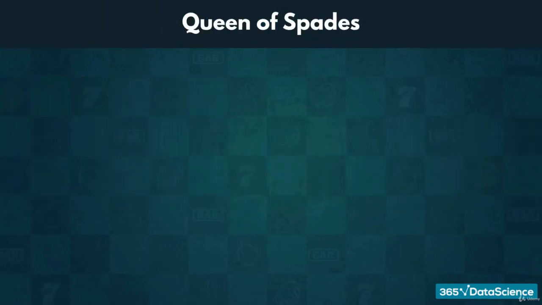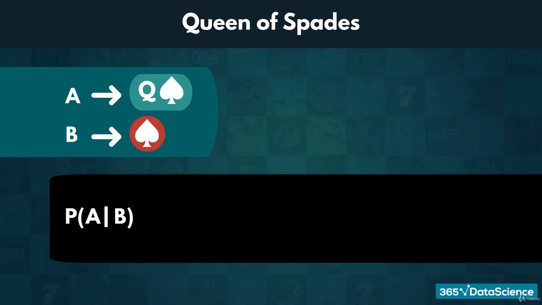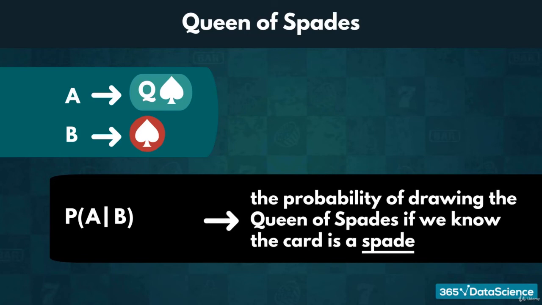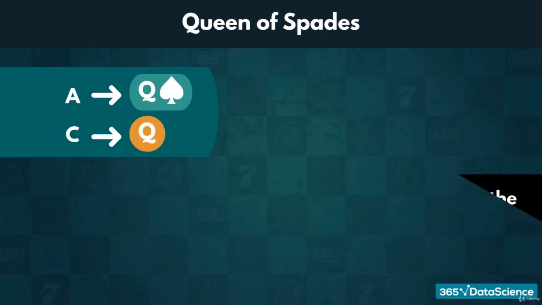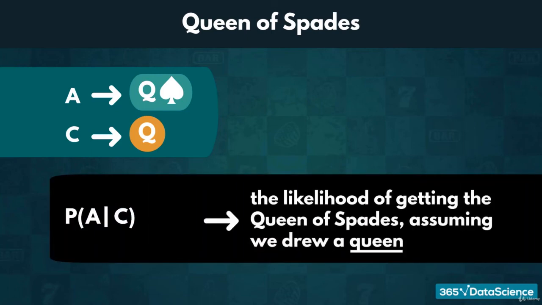Going back to our card example, event A is drawing the Queen of Spades, and event B is drawing a spade. Therefore, P of A given B would represent the probability of drawing the Queen of Spades if we know the card is a spade. We already calculated this earlier, so P of A given B equals 1 over 13. Similarly, if event C represents getting a queen, then P of A given C expresses the likelihood of getting the Queen of Spades, assuming we drew a queen. Thus, P of A given C equals 1 over 4.